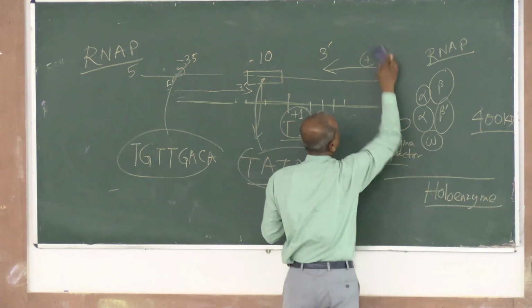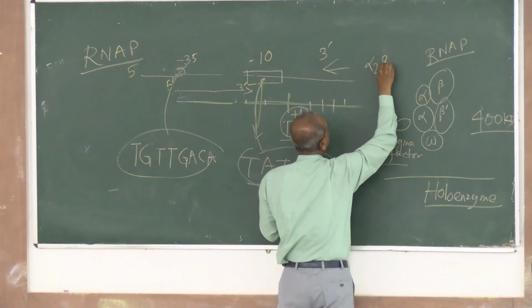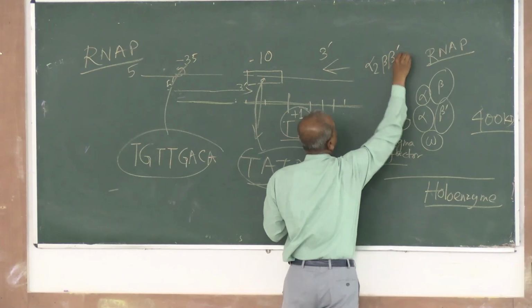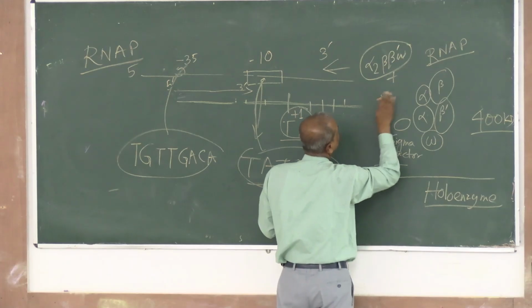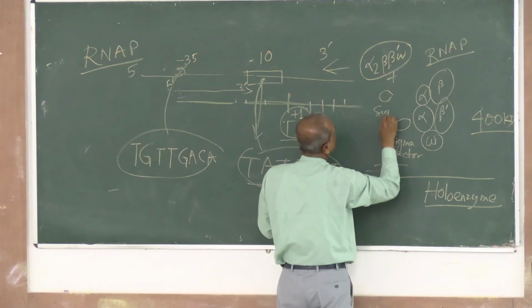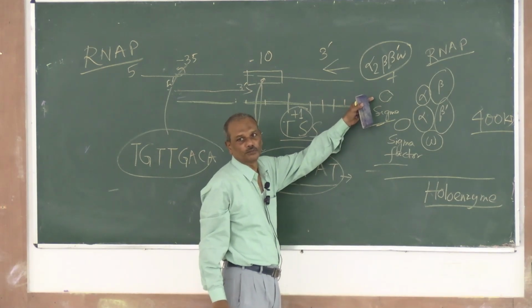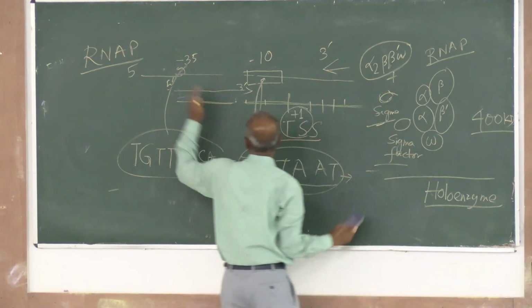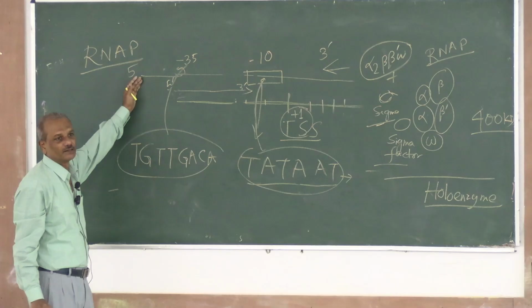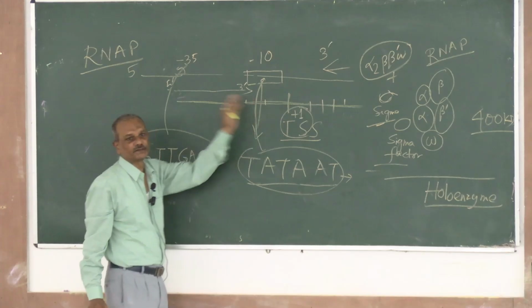Basically, it is alpha 2, beta, beta prime, and omega, plus the sigma factor. Each unit has one job. This sigma factor basically scans the DNA to find where the transcription site is located.